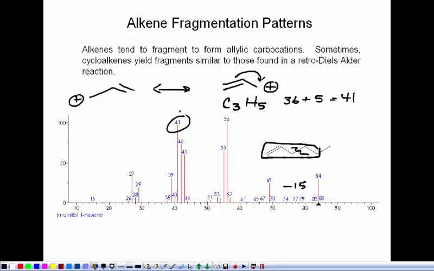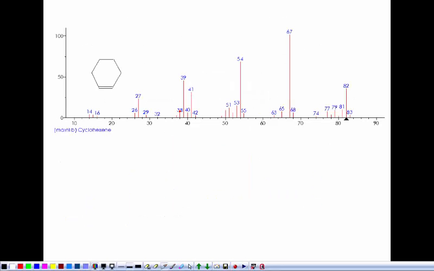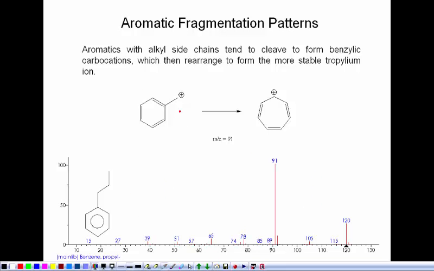We're not going to try and predict what peak would be the highest, but we can sometimes rationalize why one particular peak is higher than the others. Okay? And in this case, that carbocation is stable, which makes the 41 more likely. Everybody kind of see that? I'll take that as a yes. I'm not going to do that one.